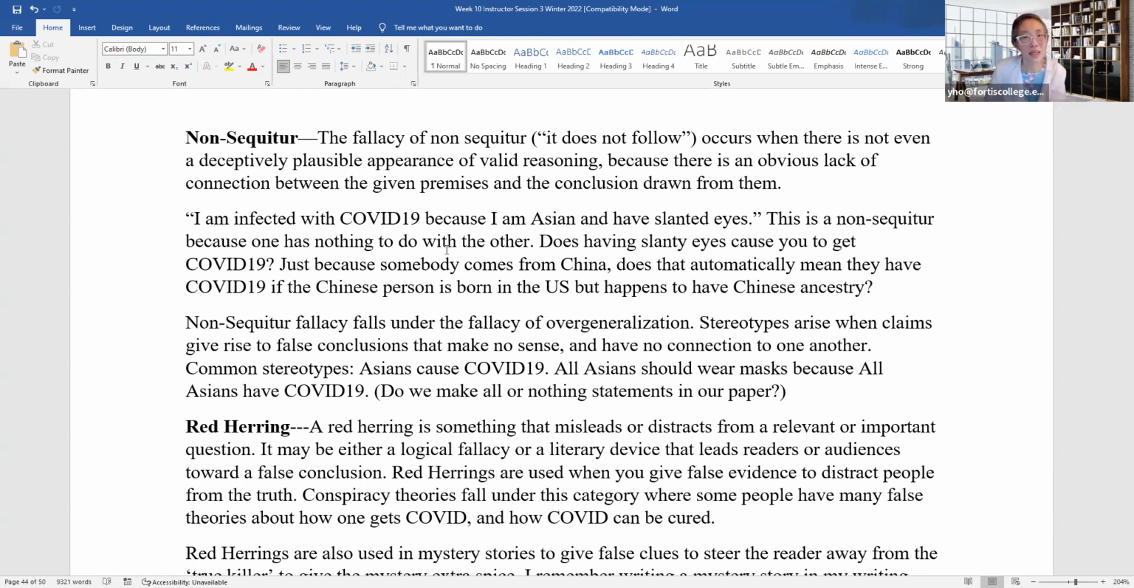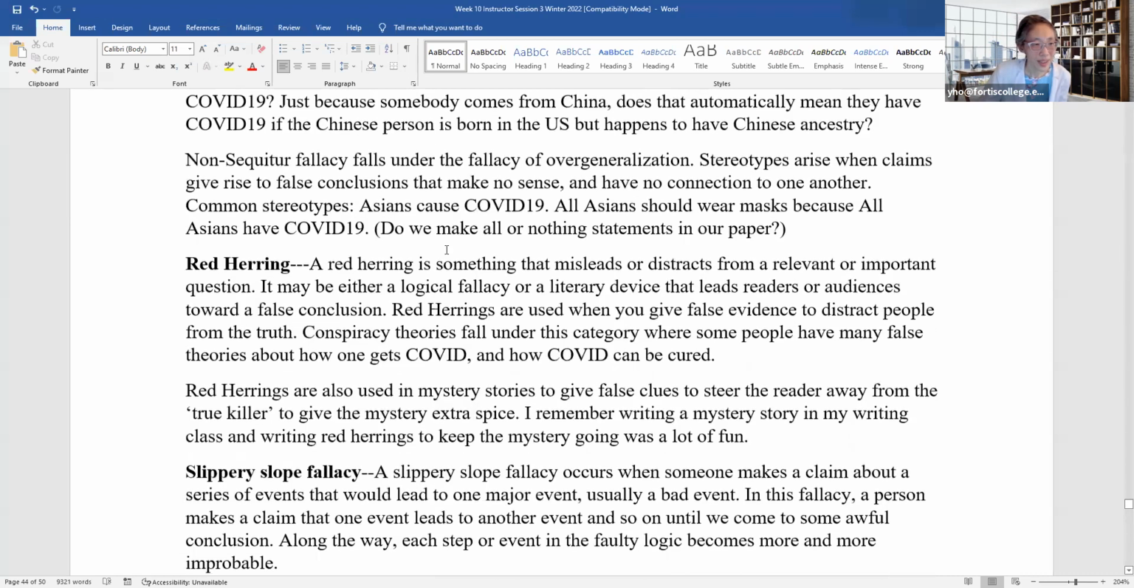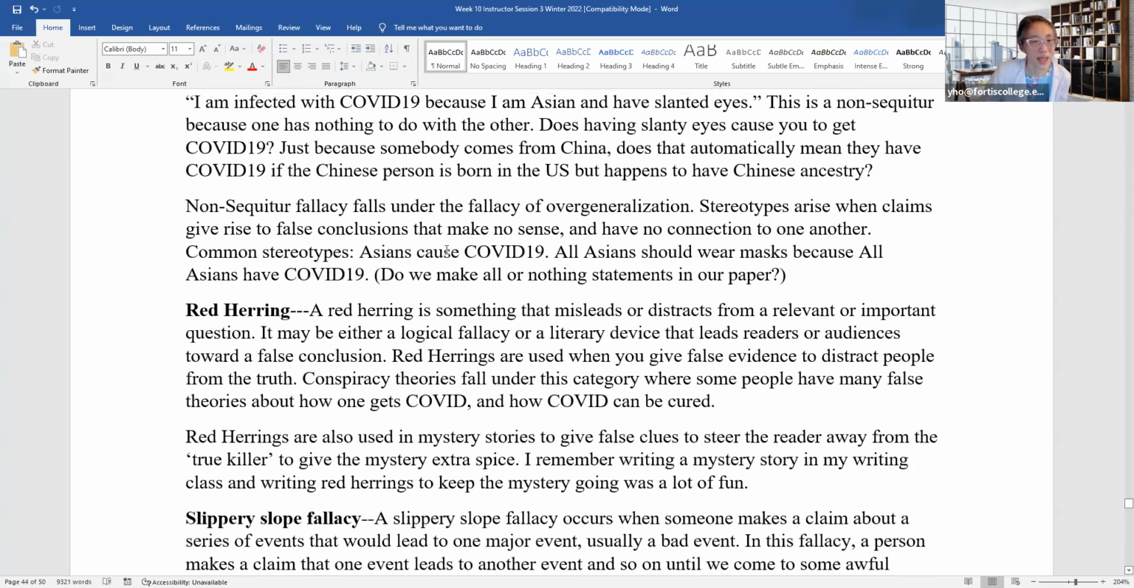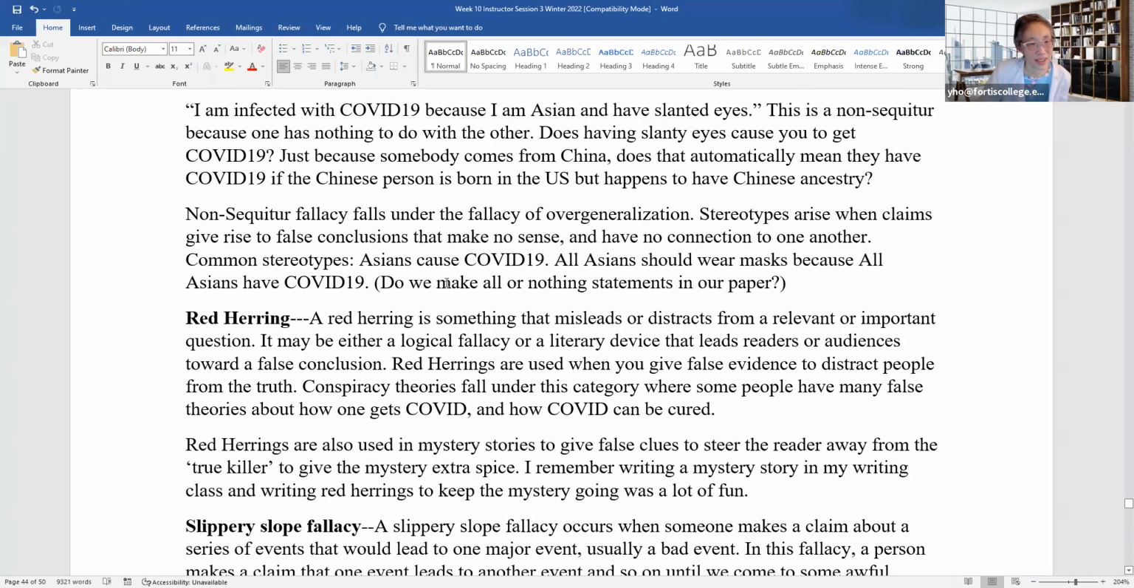So if any kind of claim is like your opinion, like abortion is moral or immoral, gun control is necessary or not necessary. So if I say that gun control is not necessary because not everybody likes guns, or I can't think of a non sequitur, but that is a non sequitur: Asians cause COVID-19.